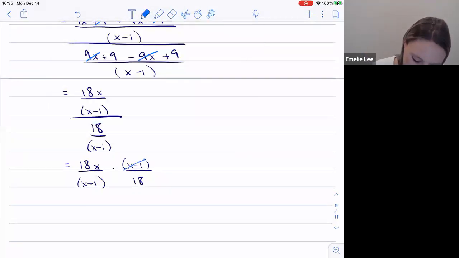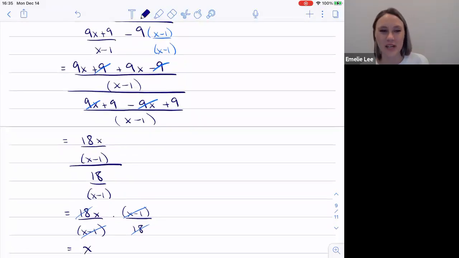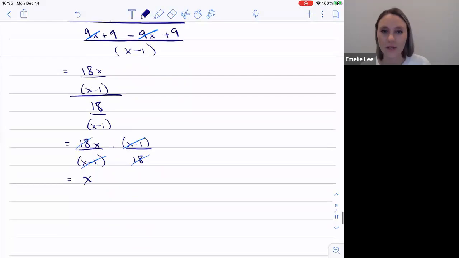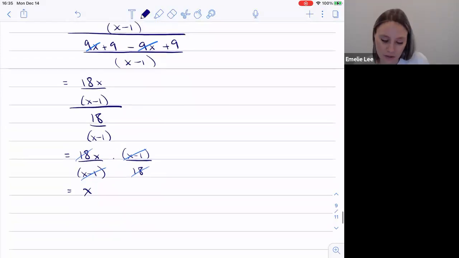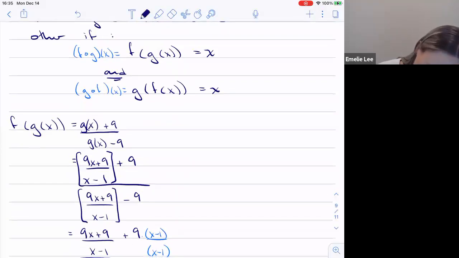Because now I can cancel these, as well as the 18 over 18. And I'm just left with x. But wait, there's more, right? Now I have to do the same thing, but on the other side, right? But that's a good step in the right direction. So here, now I'm hopeful that the other one is going to work out to be x as well. So if it doesn't, I probably did something wrong, right? But we have to check both sides.